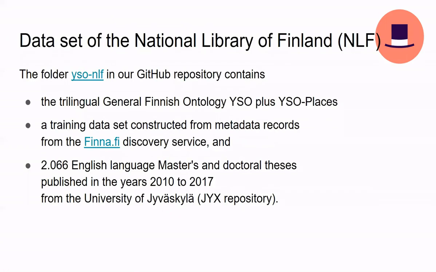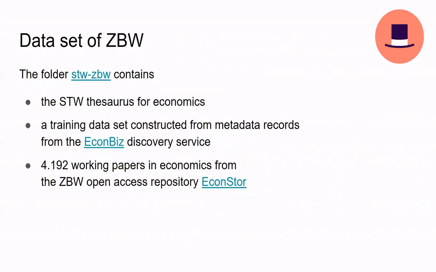On the one hand, there's a data set of the National Library of Finland, which contains the trilingual general Finnish ontology YSO, plus the additional vocabulary YSO places for geographic terms, then a training data set constructed for metadata records from the fin.fi discovery service, and over 2,000 English language master's and doctoral theses published from 2010 to 2017 from the University of Jyväskylä.